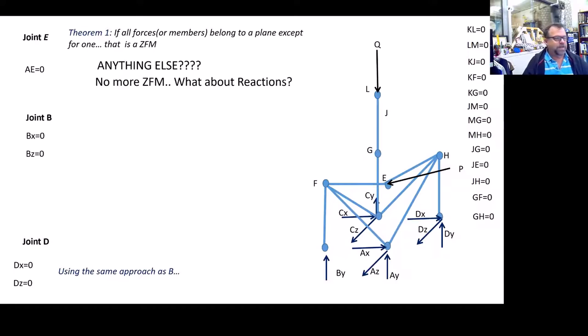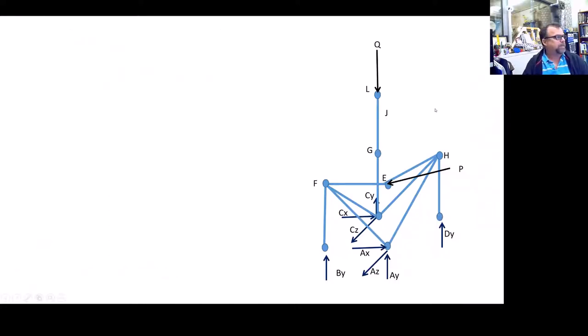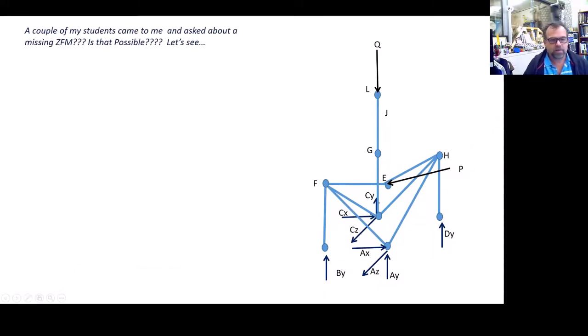Okay, originally I ended the problem like this. Now I am adding an extra part because a couple of my students came to my office and asked me about the missing zero force member. How is that even possible? How am I gonna miss a zero force member? Okay, let's see. Let's see what is their reasoning and let's see if they were right or not.